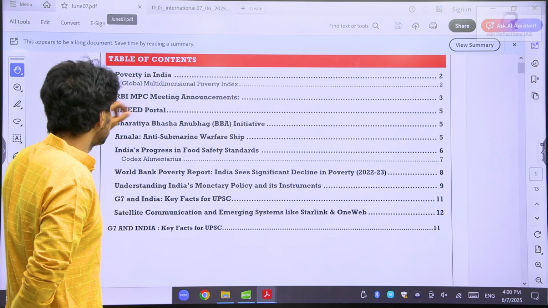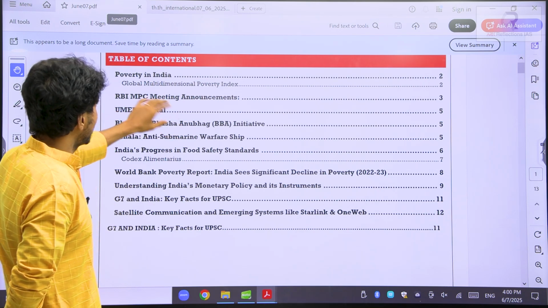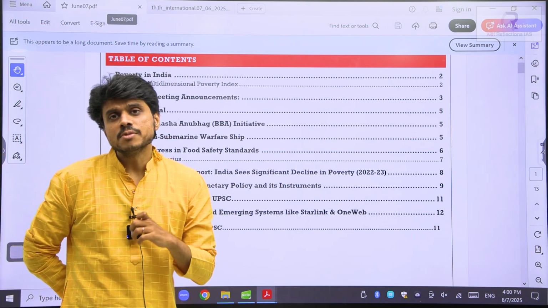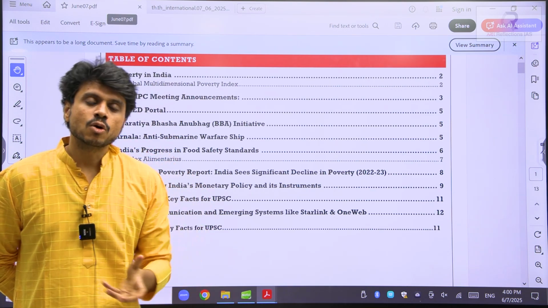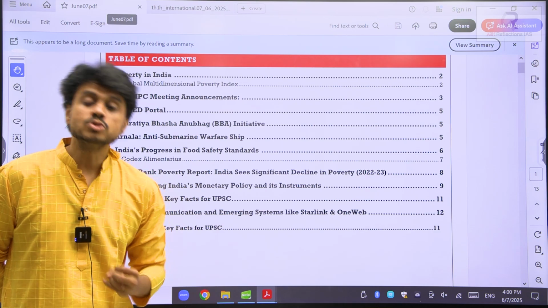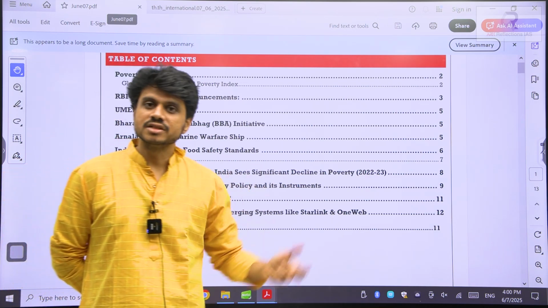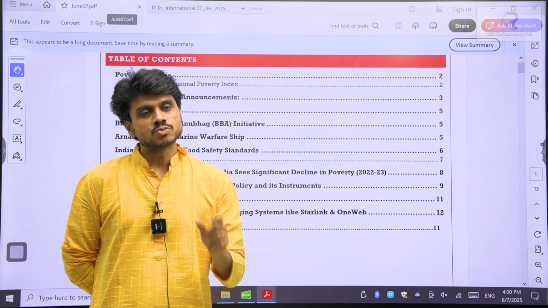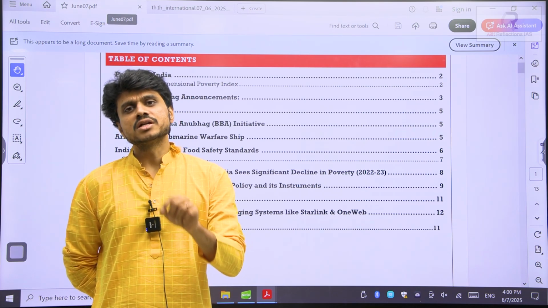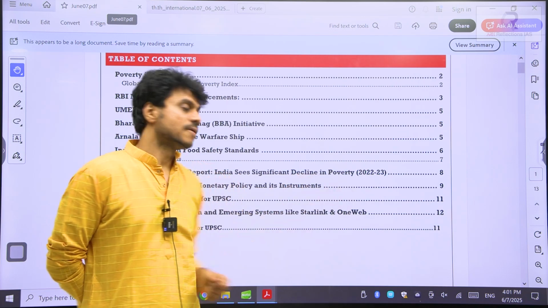Then another major topic for today is RBI is trying to push money in the system so that it can boost the economy. So how it does that, and what is this RBI monetary policy committee, and what is this policy rate and all. So things that are related to this we will see.